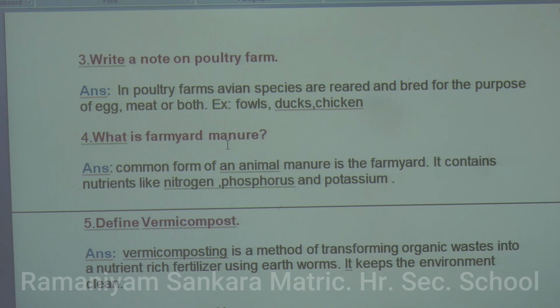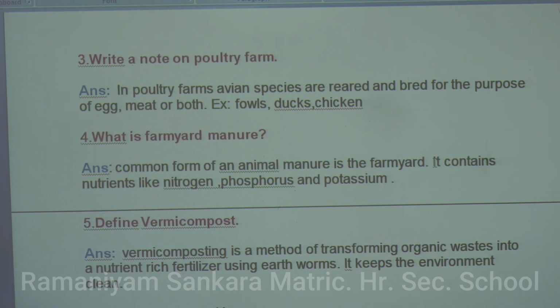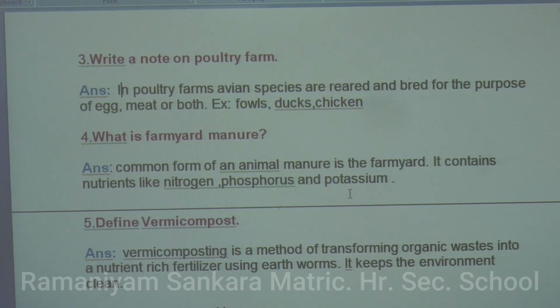They are asking what farmyard manure is. The common form of animal manure is the farmyard manure. Farmyard manure is nothing but the common type of animal waste, like cow dung, and the waste of sheep and goat. That is called farmyard manure. It contains nutrients: nitrogen, phosphorus and potassium. So it contains micronutrients as well.